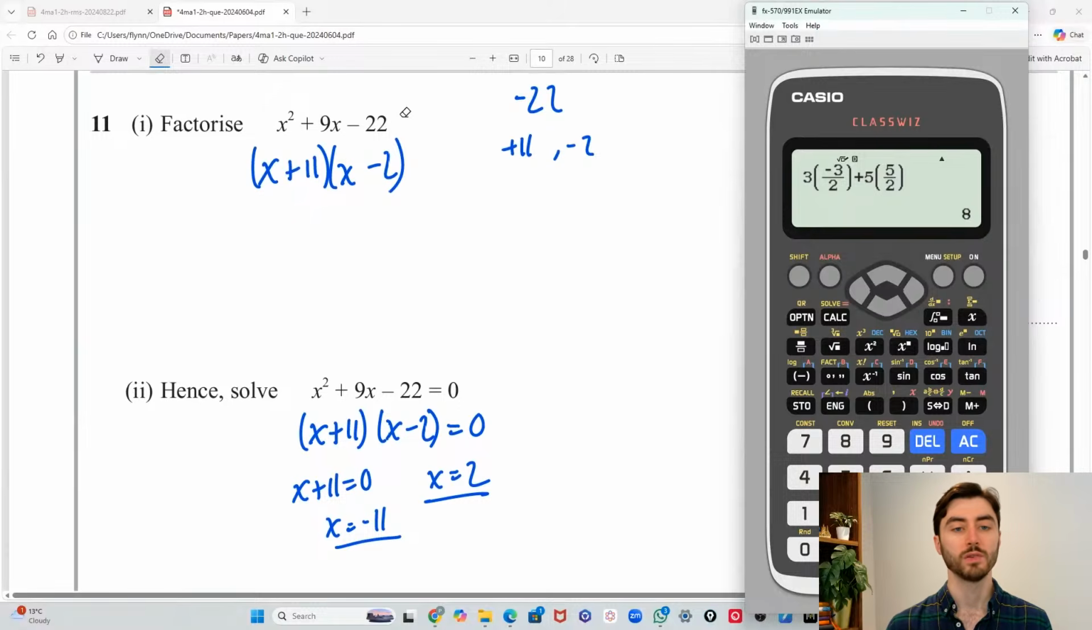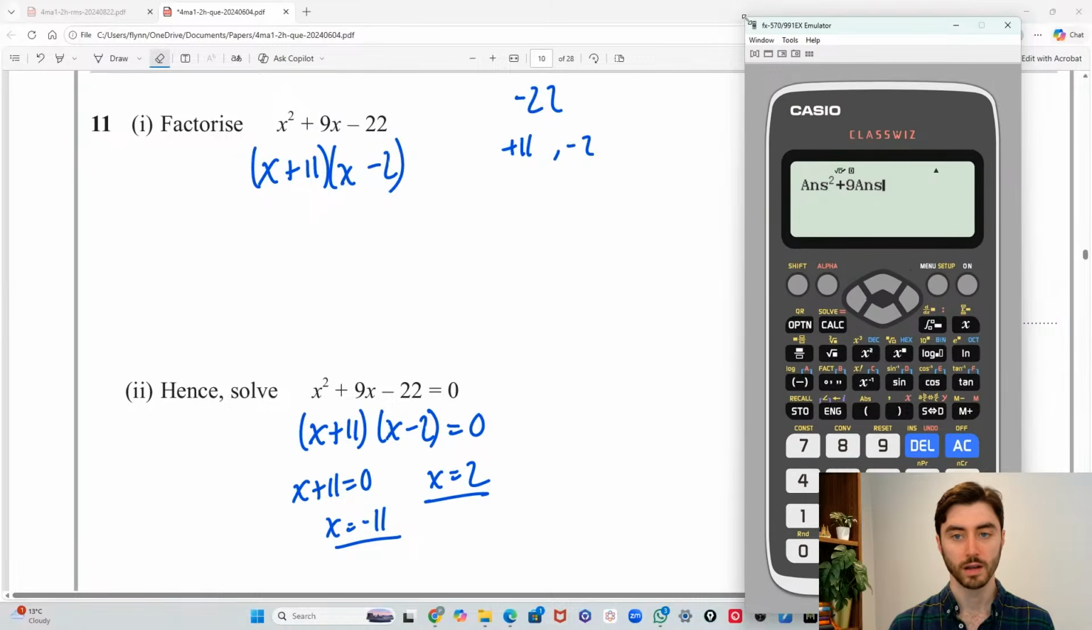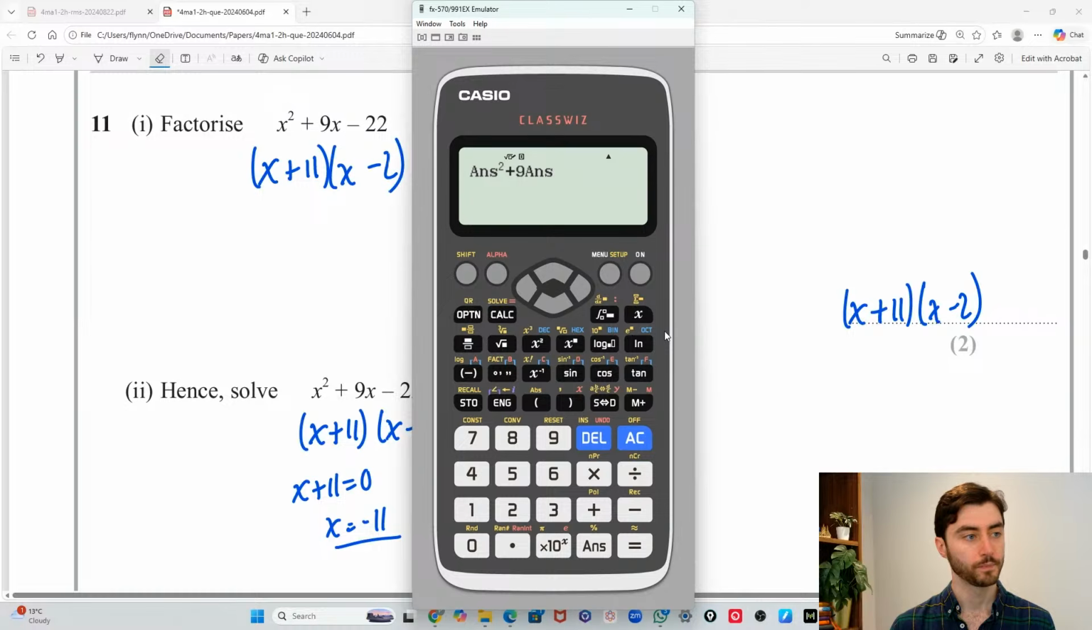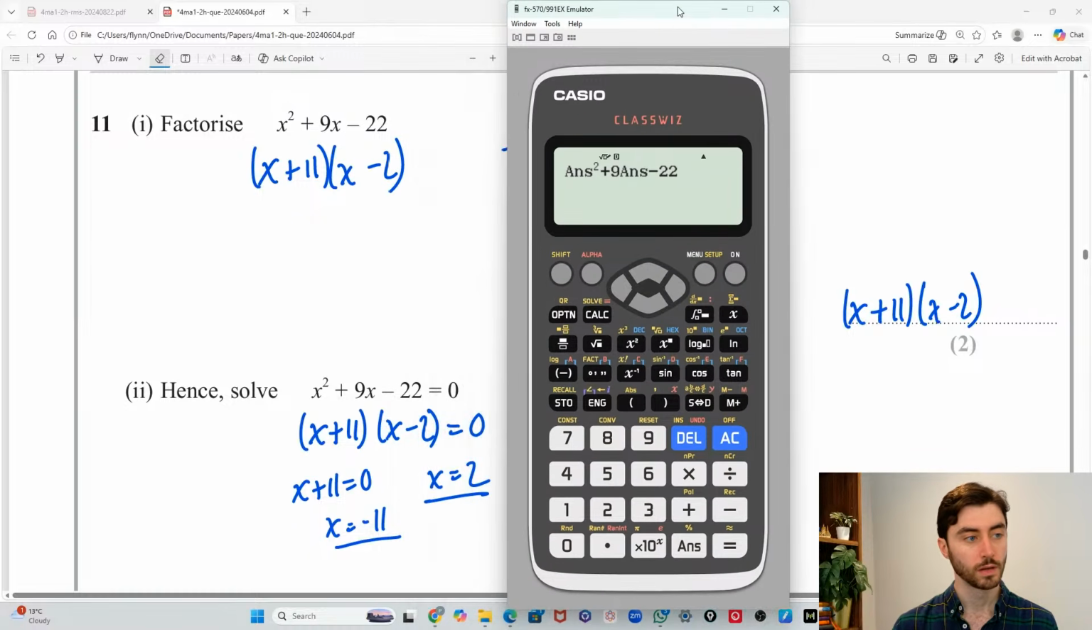Factorize this thing. Well, I'll do this thing minus my factorized form with some random number, 59.82. So I'll do answer squared plus 9 answer minus 22. And I'm going to subtract off this factorized form, so answer plus 11 times answer minus 2. I should get a clean 0, which I do, so I'm correct.